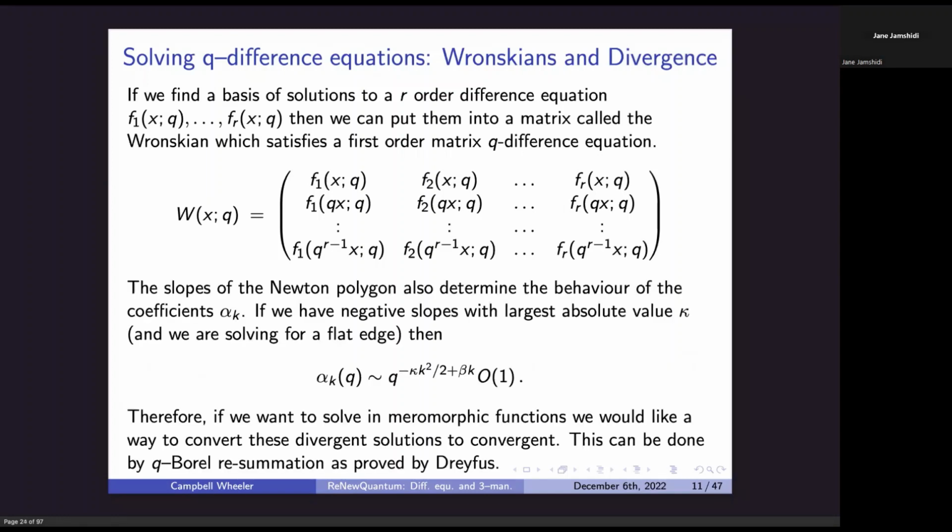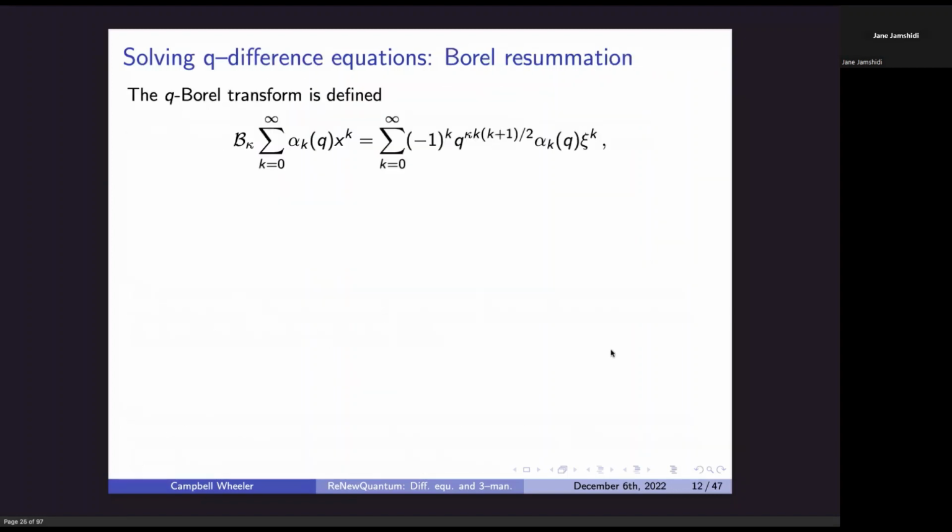But okay, so we want to construct these Wronskians, but it would be nice if instead of formal solutions, we had meromorphic functions here for Q less than 1. And so this can be done when we take our formal solutions and apply some sort of Q Borel resummation. So here it's actually much easier than in the differential equation world because the analytic continuation is much easier to calculate. But regardless, we have formal solutions that might be divergent, and we can Q Borel resum them. And this was proved in the last 10 years, maybe 5 years ago or so, by Dreyfus in a nice article, Tom R. Dreyfus. And so I'll give you a brief idea of how this Q Borel resummation goes.